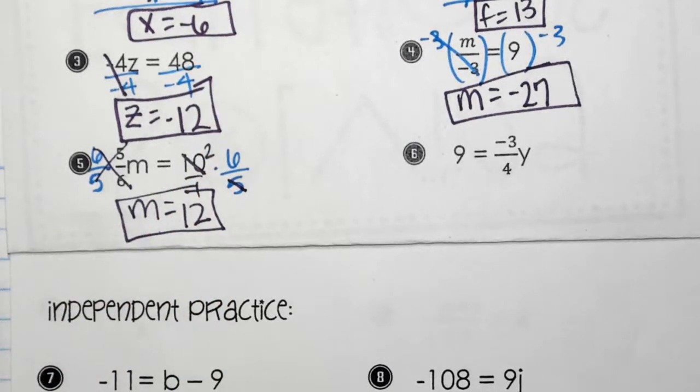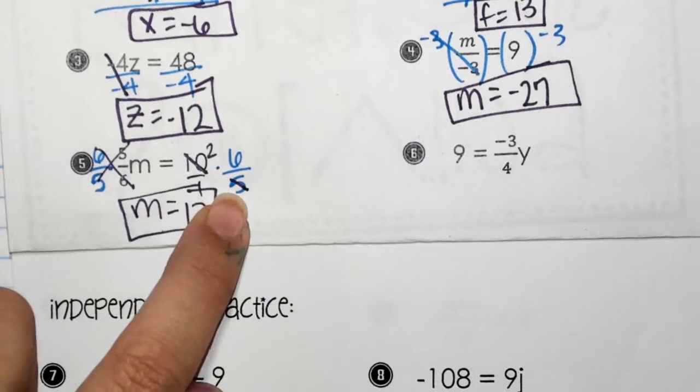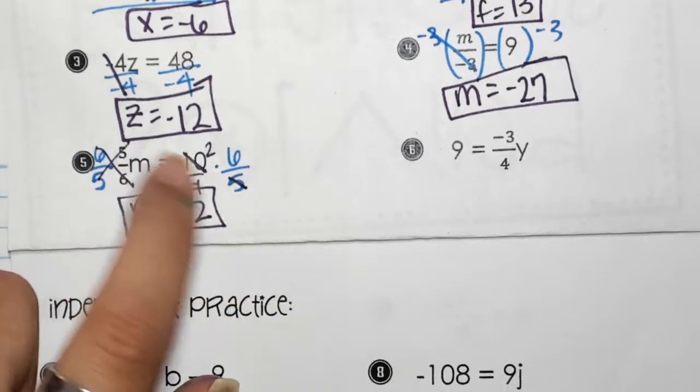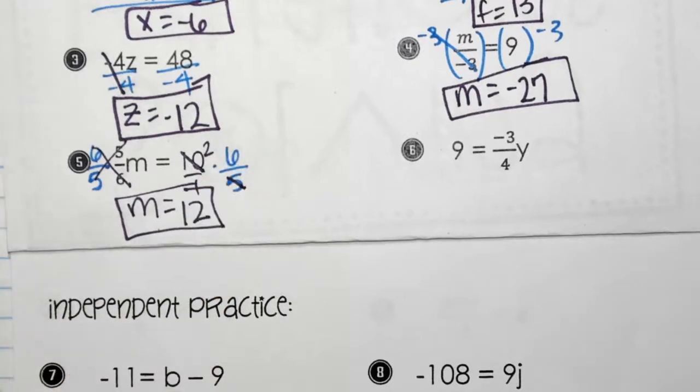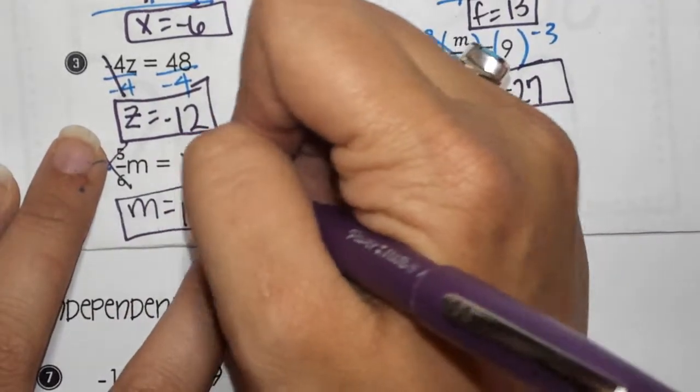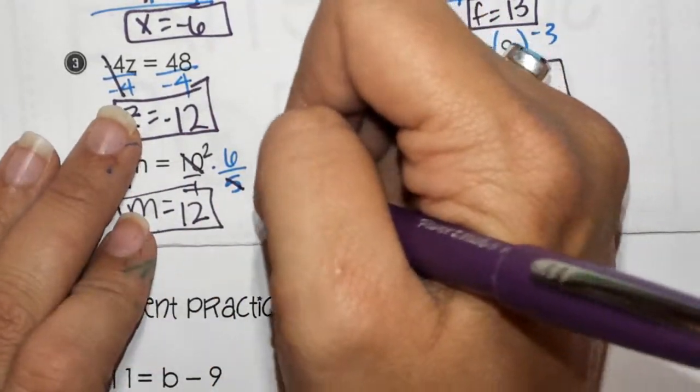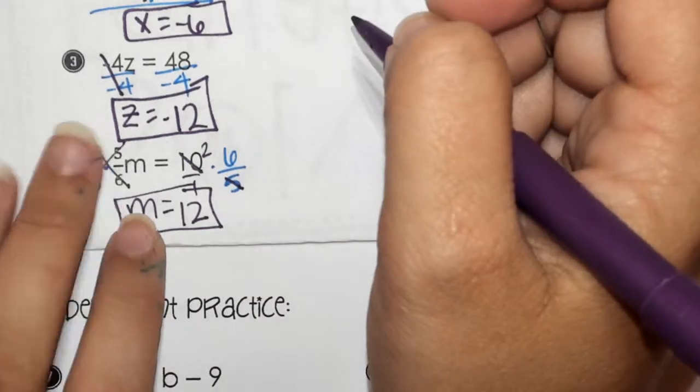That's it. I did 5 into 10. That's across from each other, so I divided those. Then you multiply. You could also do 10 times 6 and get 60. 60 divided by 5 is 12. Oh. Yes.